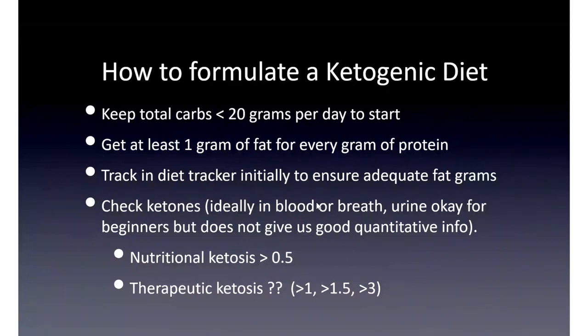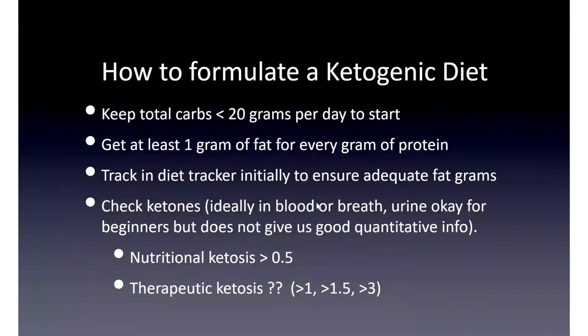I do recommend tracking diet in a diet tracker initially, not only to ensure adequate fat grams, but also to ensure low enough carbohydrates, because I do find that people don't realize that carbohydrates come in all plant foods and some animal foods. There's a little bit in eggs, there's some in liver. If you're just eating fleshy proteins, then we typically don't get any carbohydrates there. And I do recommend checking ketones.